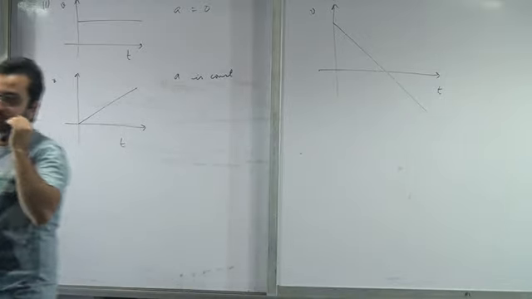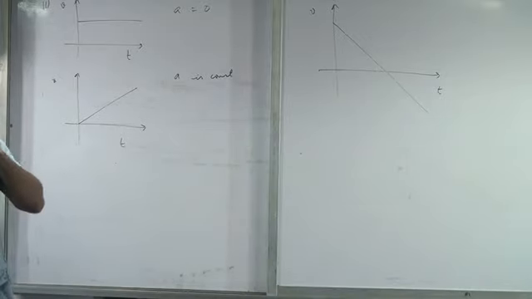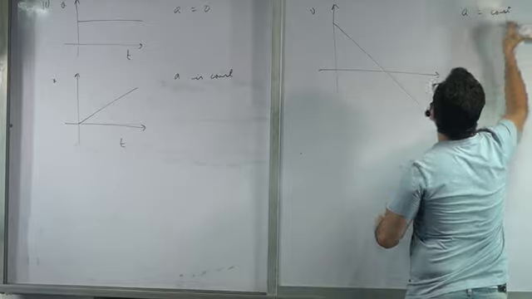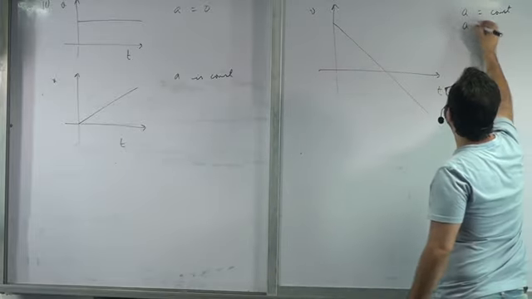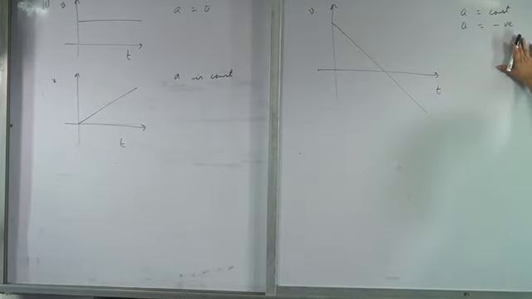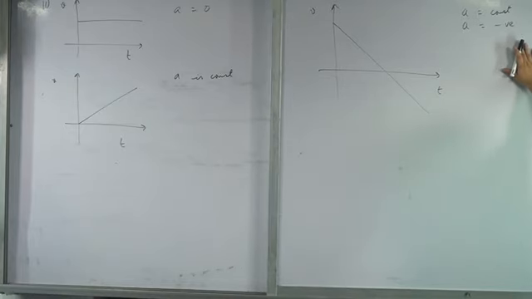What about this graph? Acceleration is constant. Yes, you are right. Acceleration is constant. What else? Acceleration is negative. Yes. And what about the direction of motion of the particle? Acceleration is negative. You're right. But that does not tell me whether it is retardation or acceleration. We have to look at the direction of velocity also. Correct?